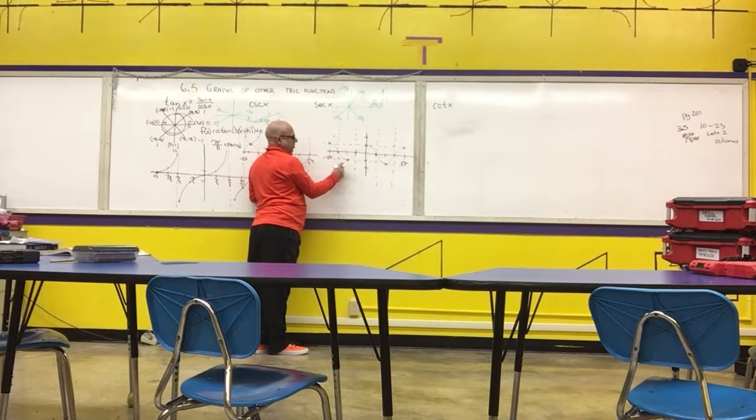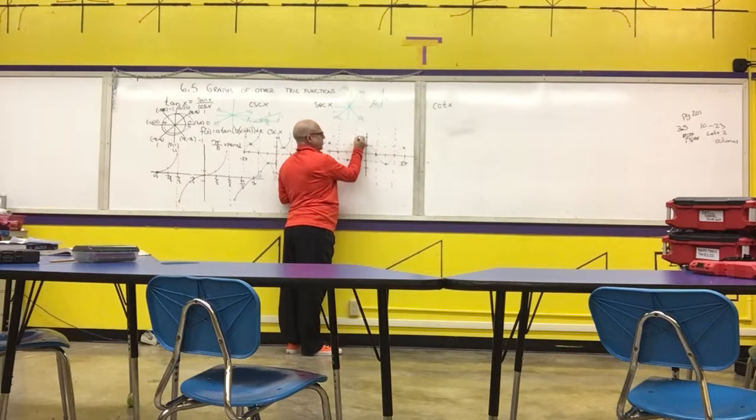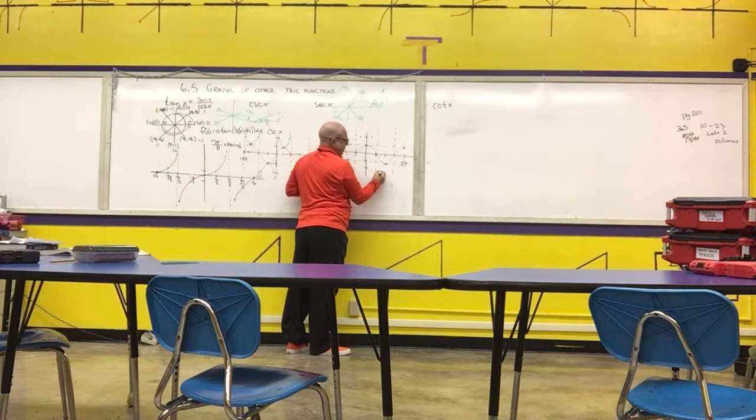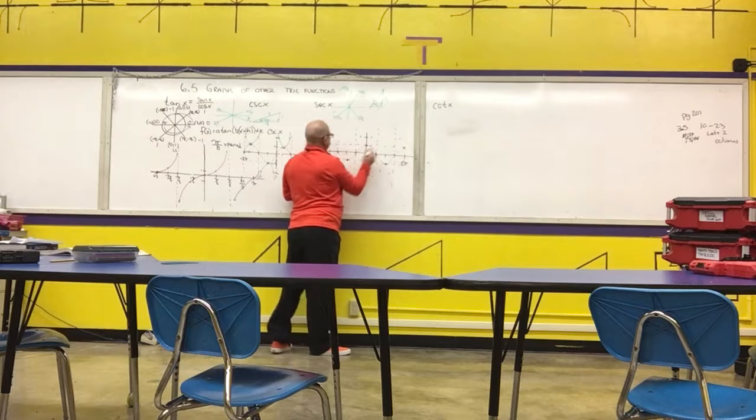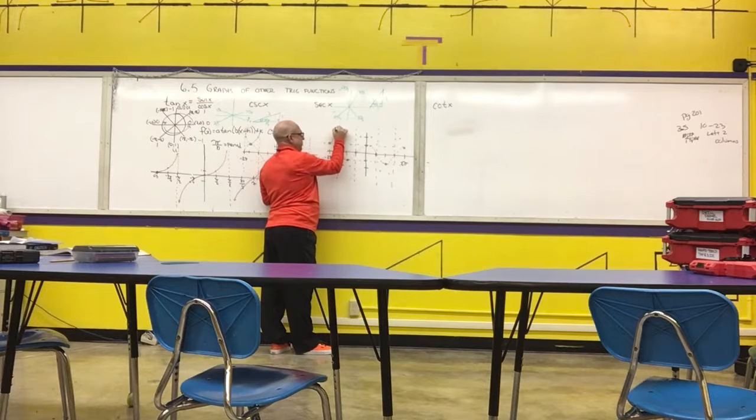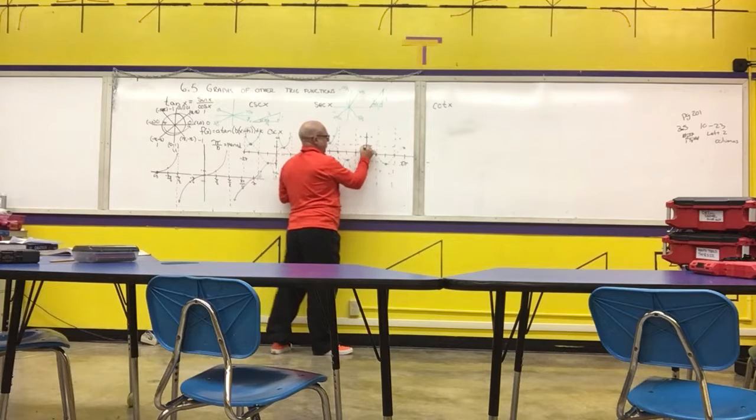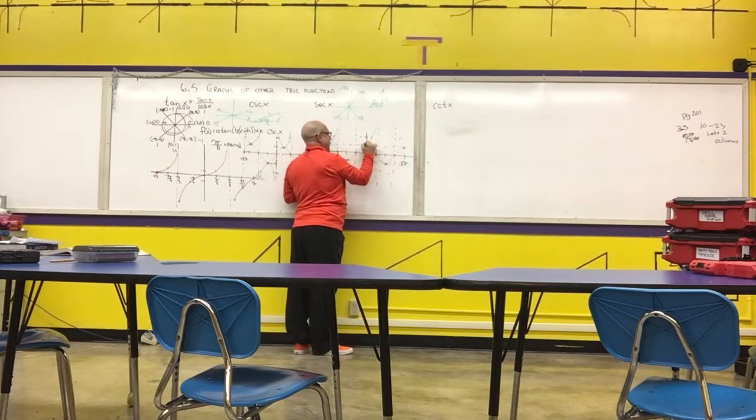Actually, I need to make it closer to the dot. Positive 2. Negative, negative 2. Positive 2. And then I draw my smooth curves and they approach the asymptote.